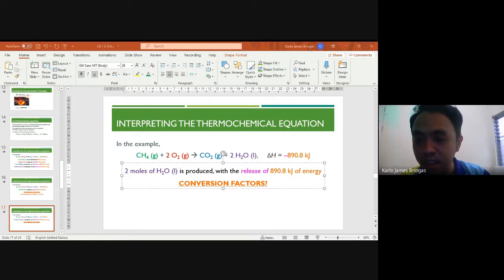Okay, so Sandra has her answer. So she wrote 2 moles. Pwede nang alisin si of. 2 mole H2O na lang over 890.8 kilojoule. So that's one statement. Can I have another na conversion factor?